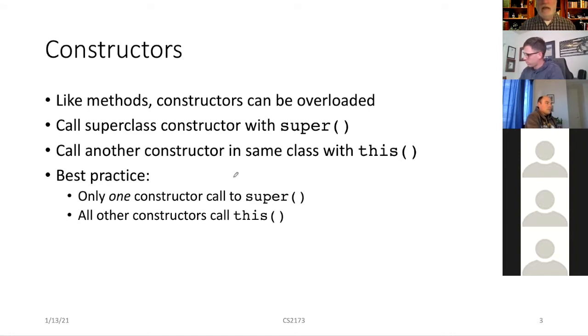Now, given that you can have multiple constructors, this is what I consider to be the best practice, and one that, in my experience, is only violated once in a blue moon. Like all rules of thumb, it isn't necessarily 100% applicable. This is like 99.9% applicable in terms of a best practice. And that is, when you have multiple constructors, you have only one that calls super and all the other ones call this. We'll see an example of that.